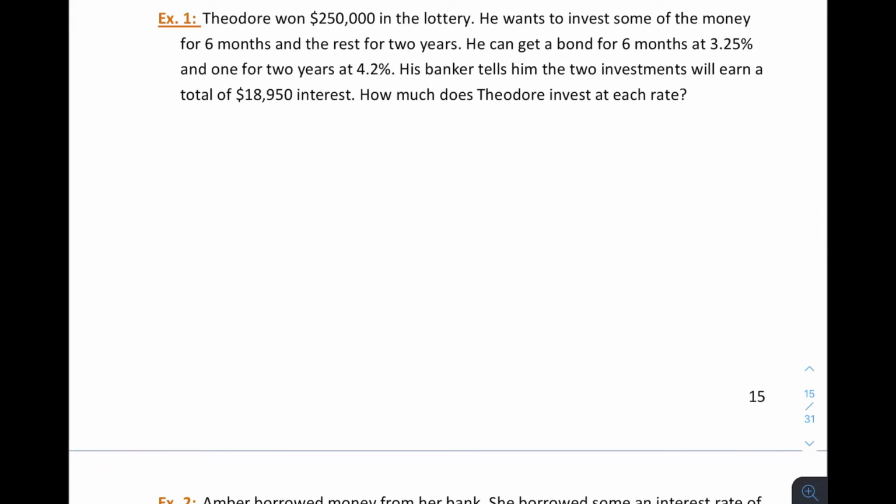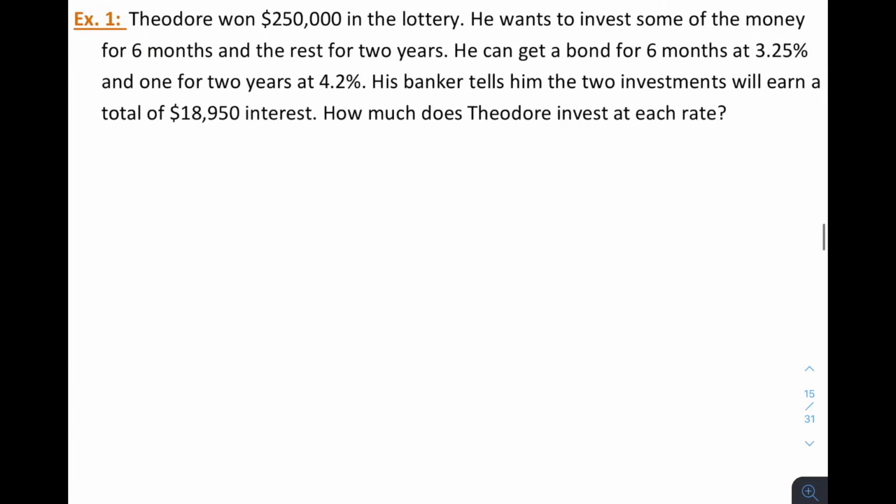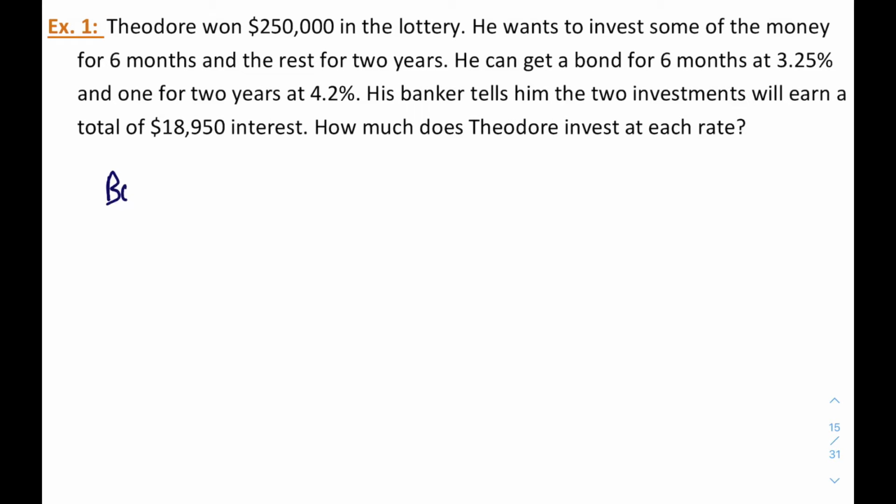So let's look at Lucky Theodore. He won $250,000 in the lottery, and he wants to invest some money for 6 months and some for 2 years. So he's going to get a couple of bonds and earn a total of about $19,000 interest. How much does he invest at each rate?